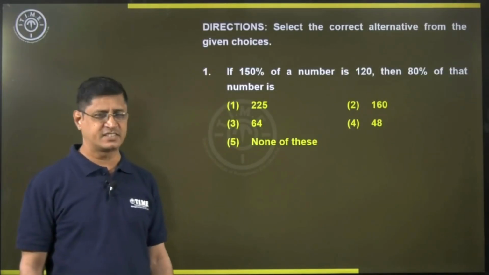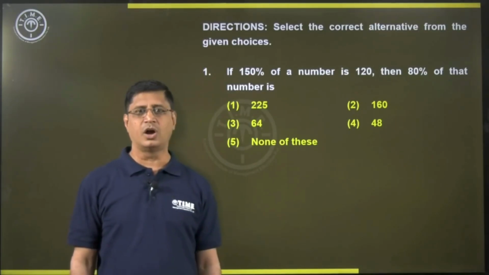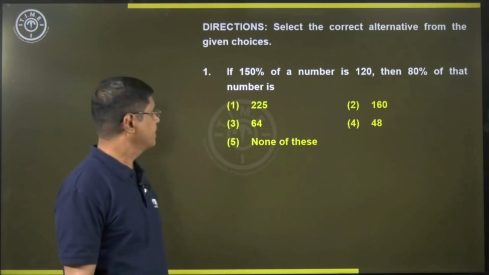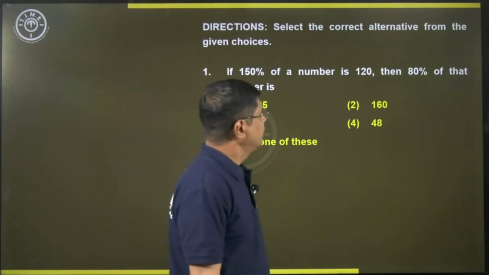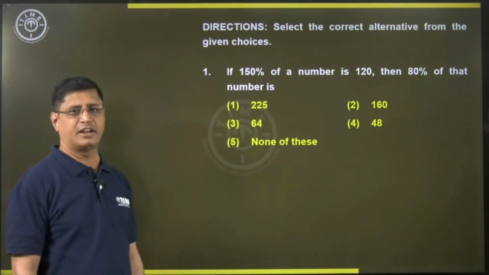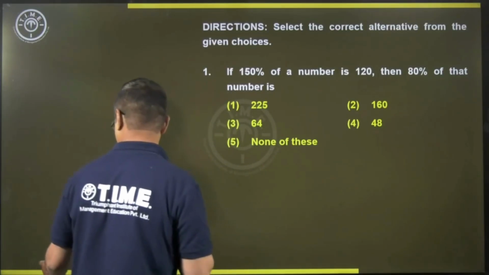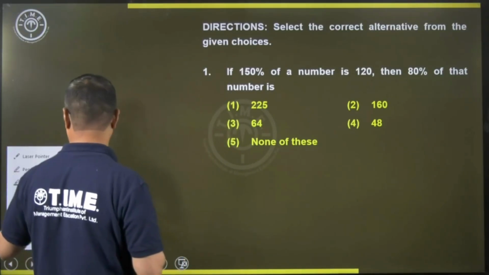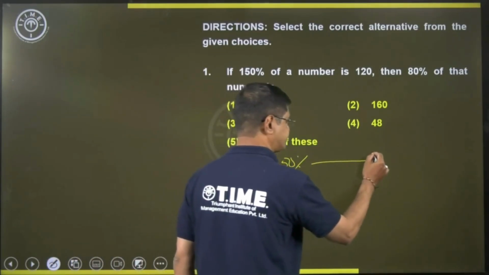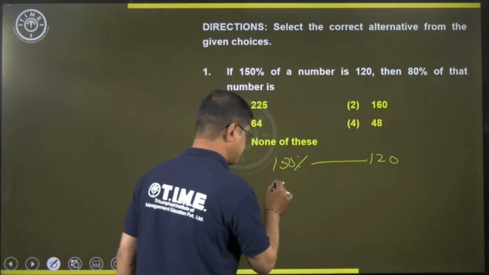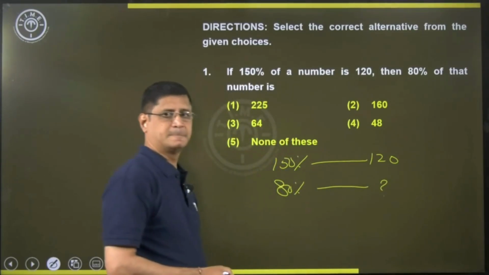Now look at the first question on your screen. Your directions are given. Select the correct alternative from the given choices. 150% of a number is 120, then 80% of that number is? Here 150% of a number is given. How much? 120. Then what to find? 80% of the number equal to question mark.